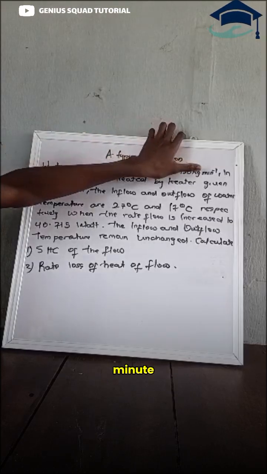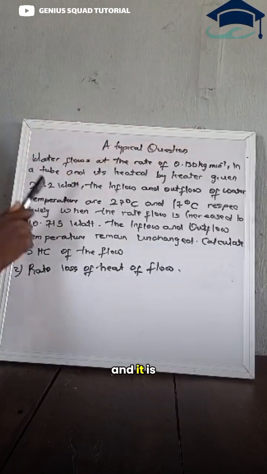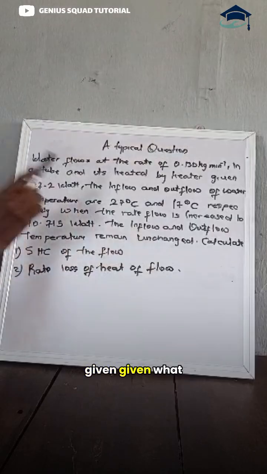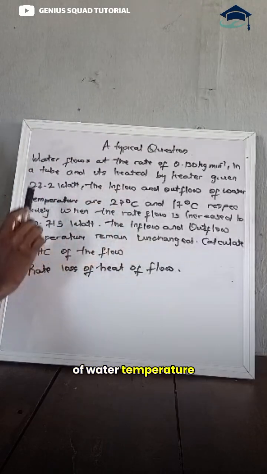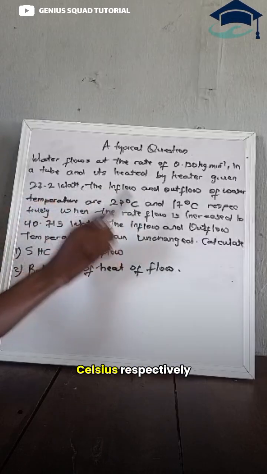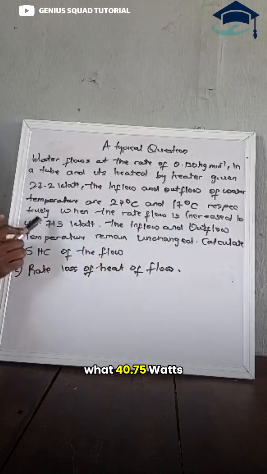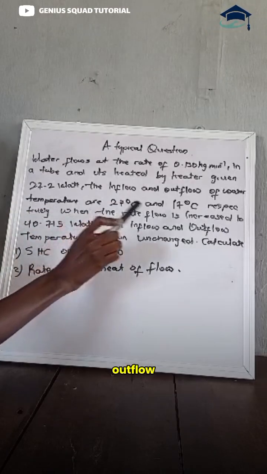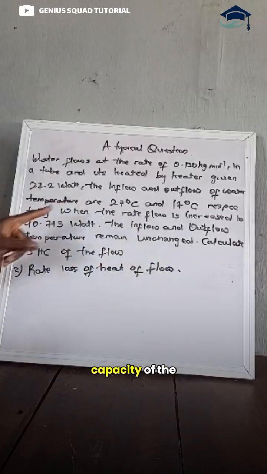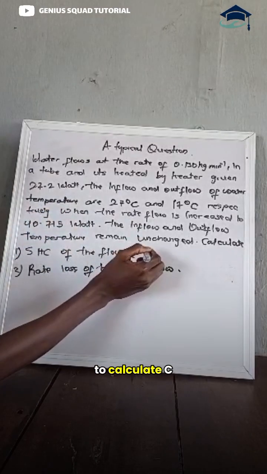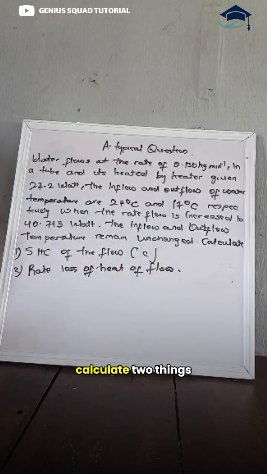The question says, water flows at the rate of 0.130 kilogram per minute in a tube, and it is heated by a heater given 27.2 watts. The inflow and outflow water temperatures are 27 and 17 degrees Celsius respectively. When the power is increased to 40.75 watts, the inflow and outflow temperatures remain unchanged. Calculate the specific heat capacity of the flow, that is, you are expected to calculate C, and the rate of heat loss of the flow. We're asked to calculate two things here.